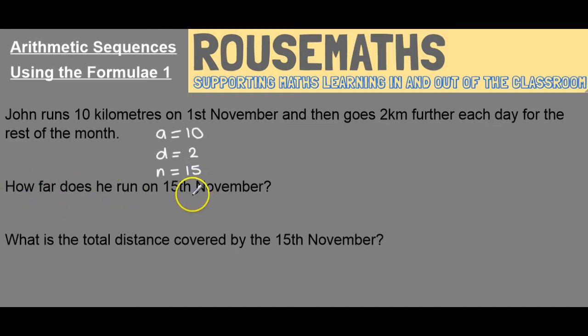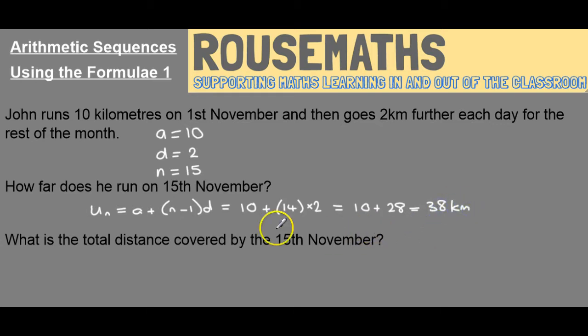So how far does he run on the 15th? This is an individual term, so we're going to be using our individual term, or the nth term if you like. Well, it's going to be 10 plus 14, because that's 15 minus 1, lots of 2. So that's 10 plus 28, which means he does a 38 kilometre run on that day.